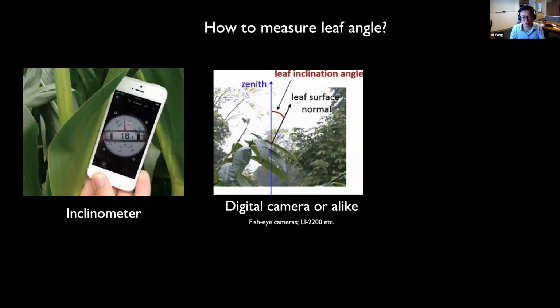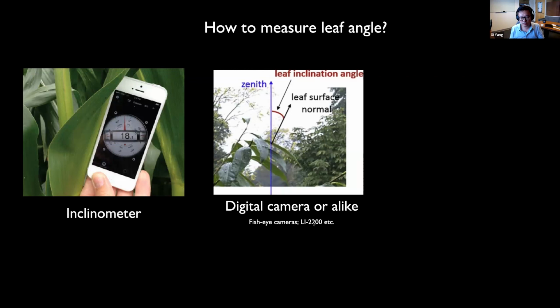Another approach is to use a digital camera, or like using LiDAR, the LI-2200 approach. There are certain assumptions that you need to make using this approach. For example, for the digital camera, you need to make sure the leaves are in this position. If your leaf looks like this, you probably cannot estimate the leaf angle accurately using this approach.